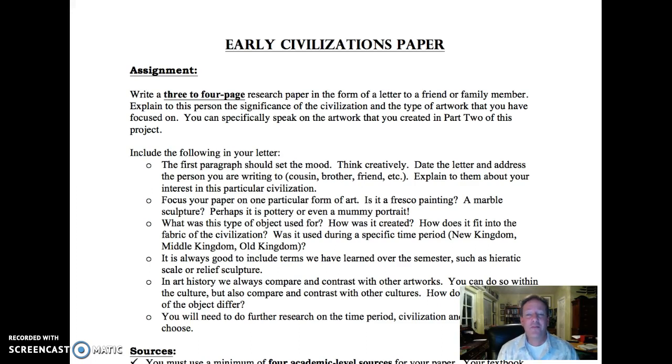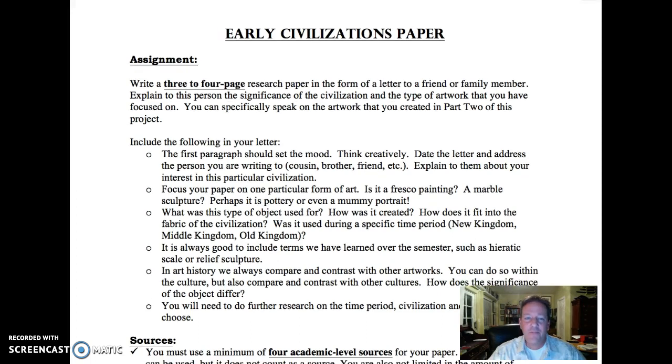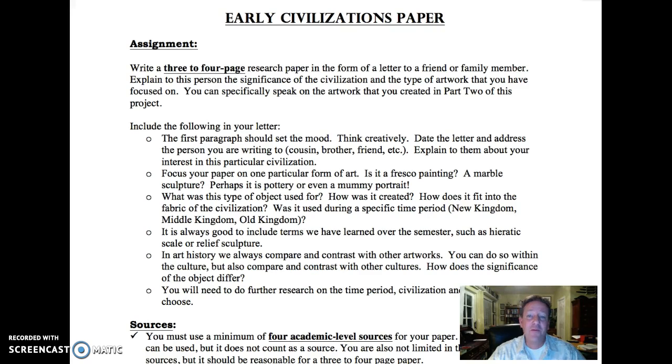I'm going to walk you through the instructions and hopefully give you some helpful hints on completing the paper. So when you open up the file here, it is the assignment on top asking you to write a 3 to 4 page research paper in the form of a letter to a friend or family member. Explain to this person the significance of the civilization and the type of artwork that you have focused on. You can specifically speak on the artwork that you created in part 2 of this project.